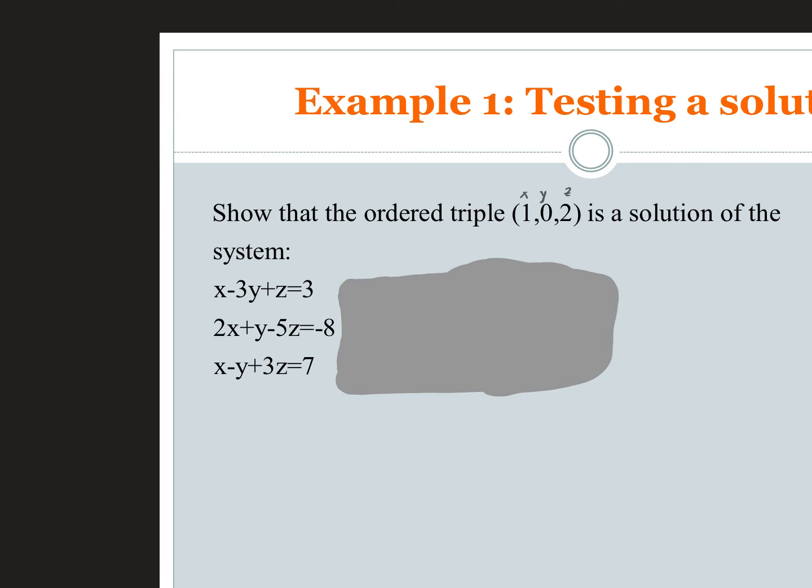You have to plug in all 3 because there will be times when a solution works in the first 2 equations, doesn't work in the third. Works in the first and the third, doesn't work in the second. So you need to check them all. So very quickly, to show me your work, this is what you guys would do.